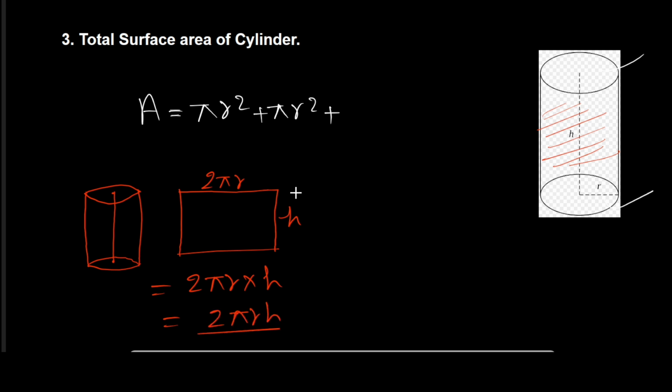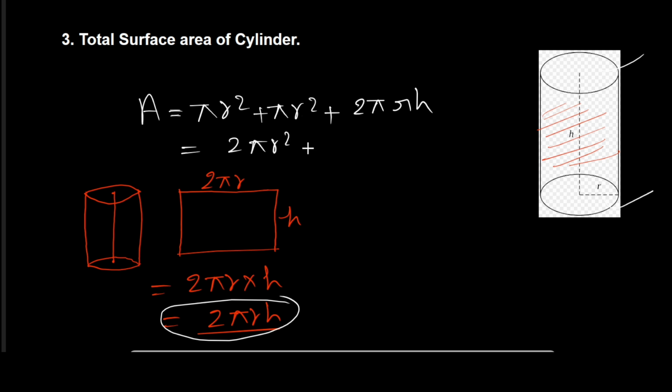Now this is the third face. These are the two faces which are circles. So we can write it like pi r square plus pi r square, and this is the middle part of this cylinder, which is 2 pi r h. Plug this part into the area of the cylinder formula. So we have 2 pi r h. Now if we add this, it will give us 2 pi r square plus 2 pi r h.